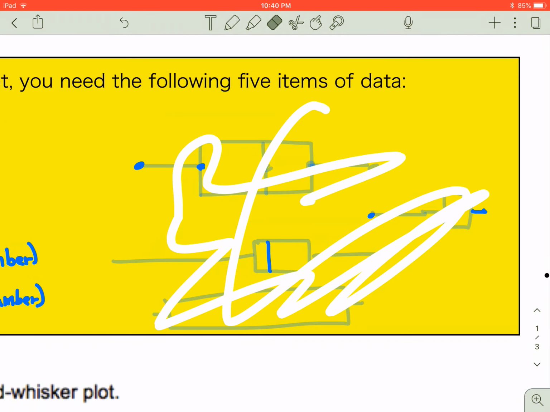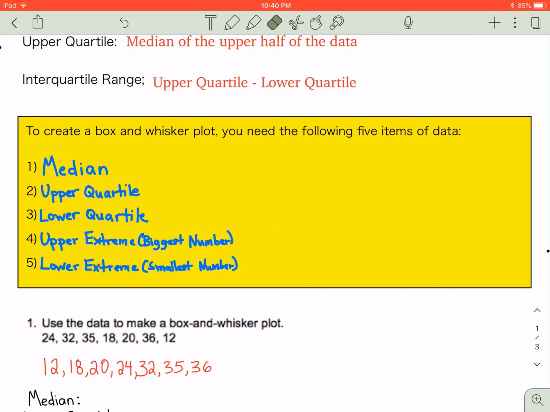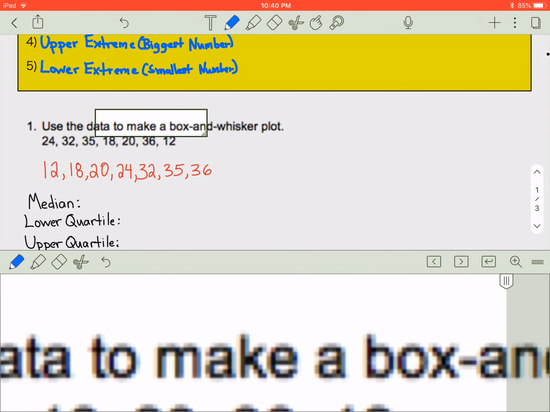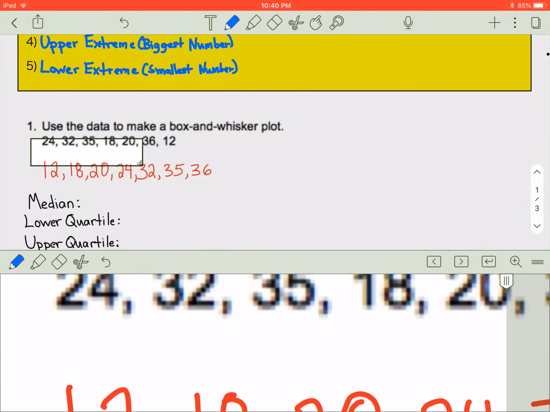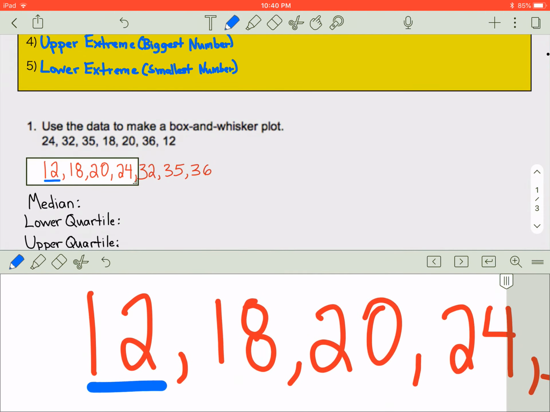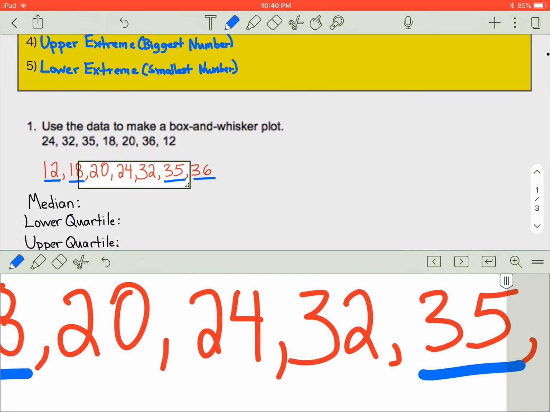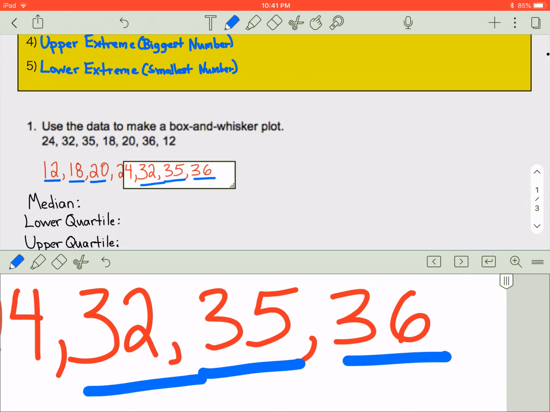So let's look into our first box and whisker plot. Like I said on our list above, our first thing we have to do is find the median. In order to find the median, we have to have the numbers in order from least to greatest, and I went ahead and did that already. It says use the data set to make a box and whisker plot, so I've rearranged the numbers in order from least to greatest. Step 1 is to find the median. I do that by crossing numbers off one at a time, and when I do that, I should end up with the number 24 as my median.